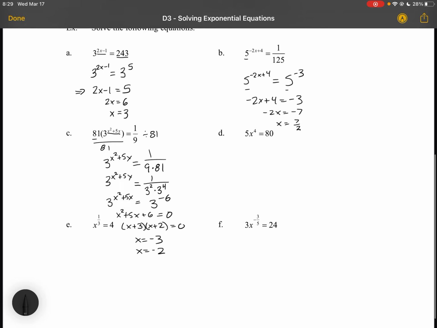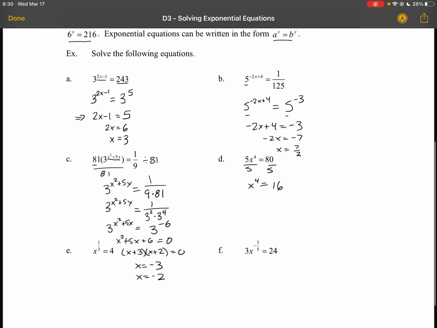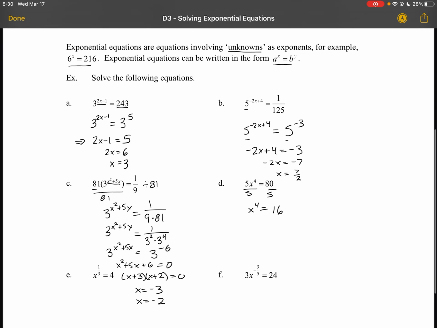Let's take a look at example D. So sort of like in example C, I've got a number out in front, so I want to get that by itself first. So I've got x to the 4 equals 16. Just as if I were undoing a square root, I could take the fourth root of both sides.